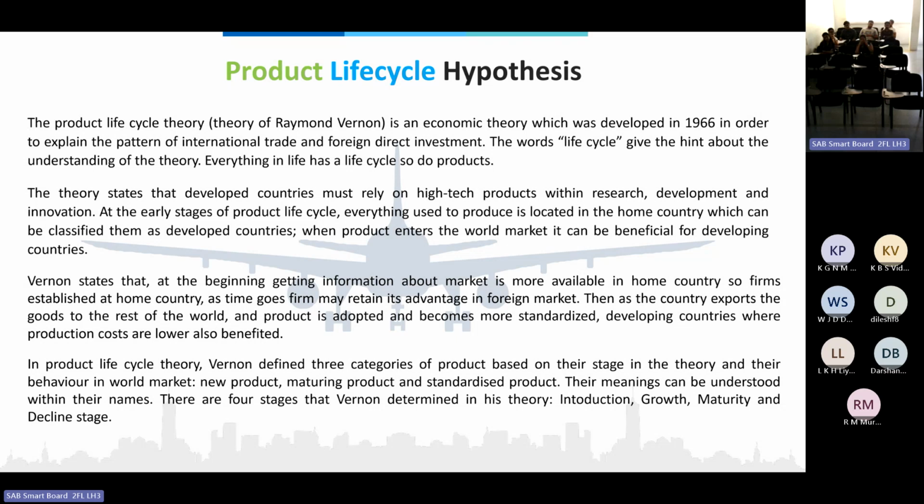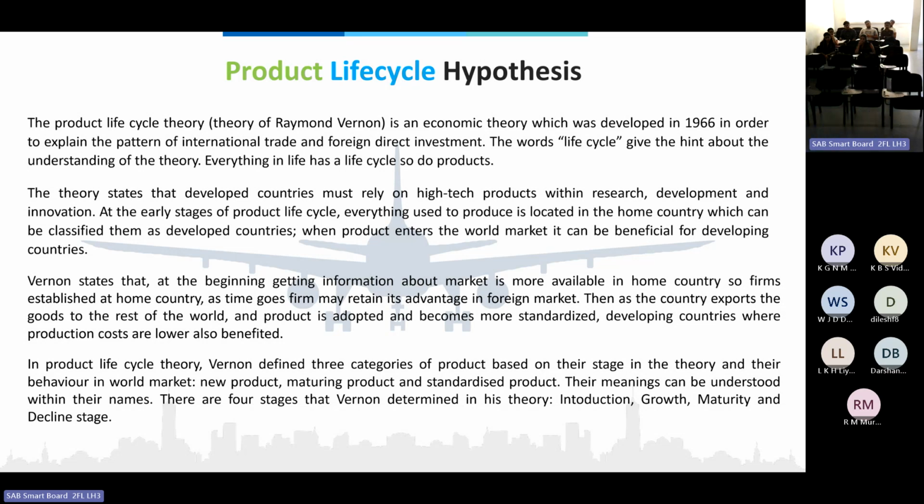In product life cycle theory, products are defined into three categories based on their stage. The meaning of a standardized product can be understood from its name. There are four stages that determine a product's history: introduction, growth, maturity, and declining.